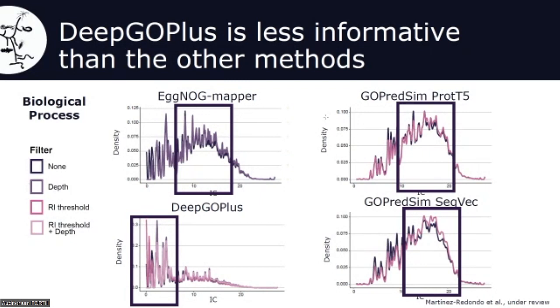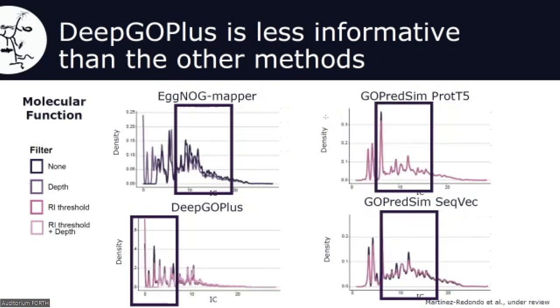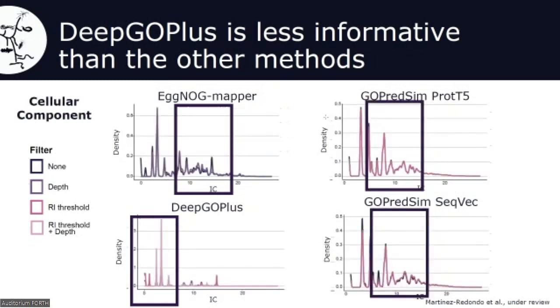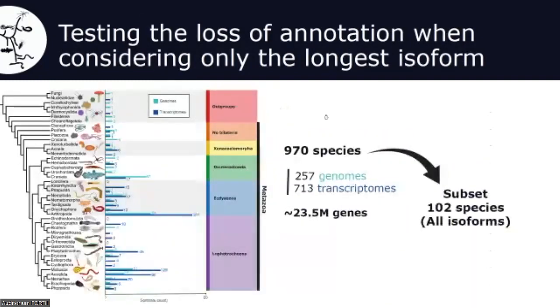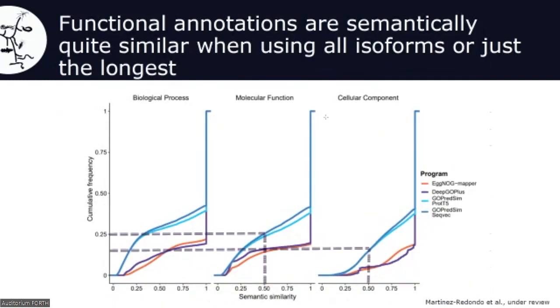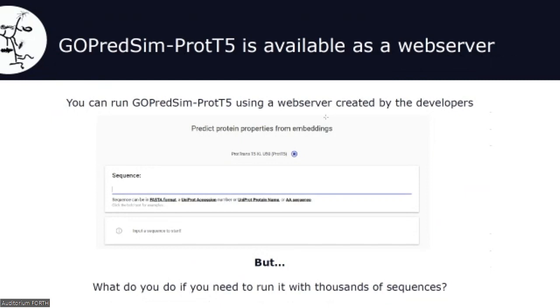I will just show you this for biological process, but if you look at the density plot of the information content in GoPlus, most of the terms have information content that is quite low, meaning that they are not very specific and are not really informative compared to the other three, which are much more informative. Well, the same for molecular function and cellular component. I will skip this part. Okay. There are more analyses in the paper, but I will skip them a bit, and you can check them later if you have any questions.